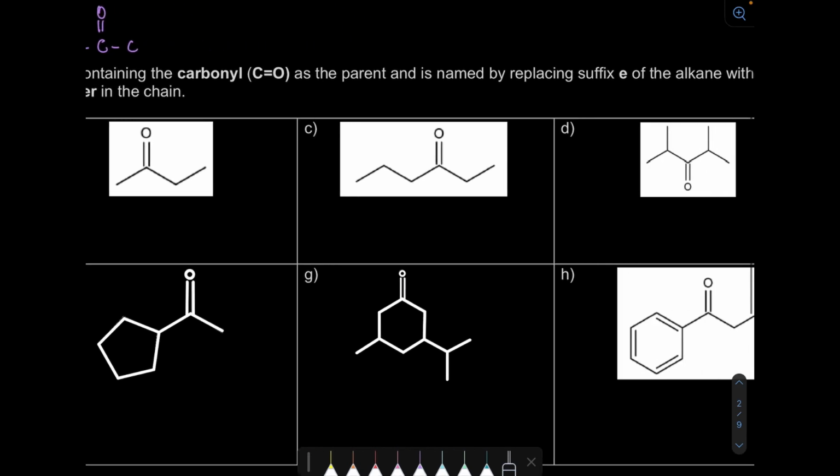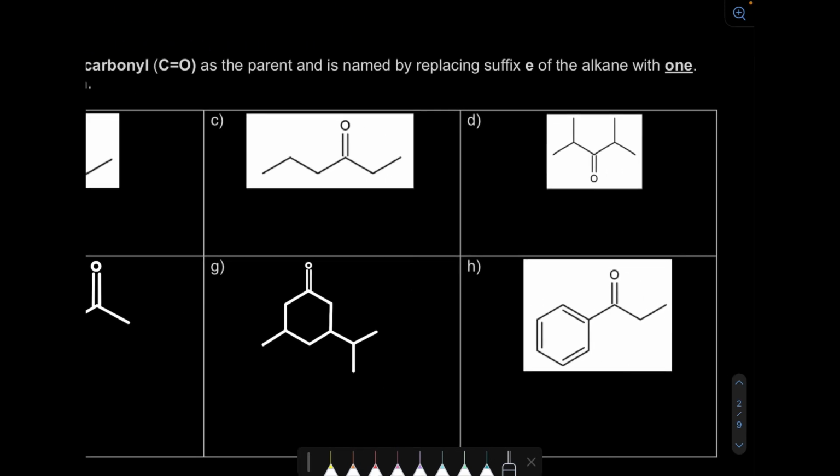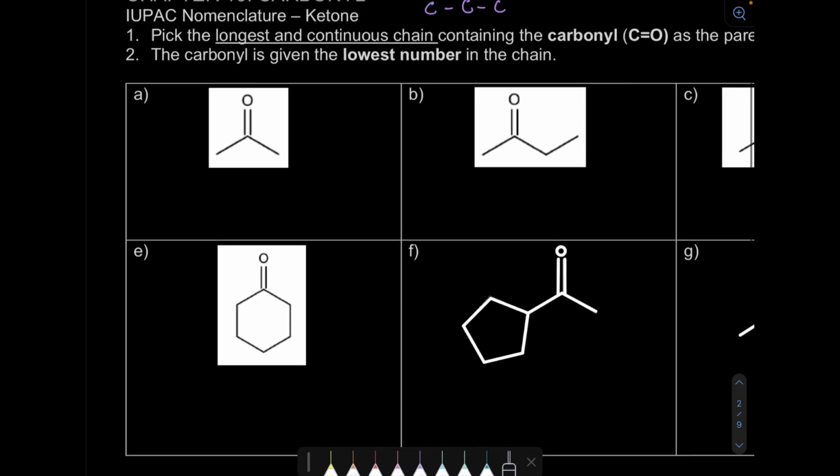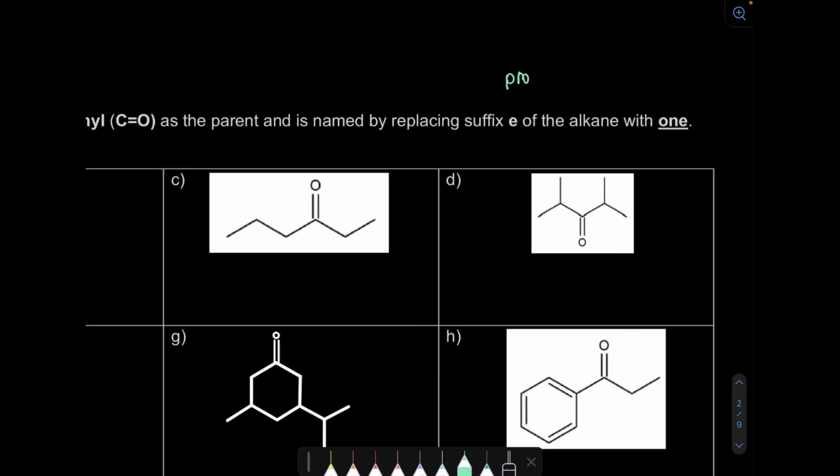Okay, but how do we write the name? We are going to replace the corresponding E of your alkane with O and E. So for example, we have propane, it will become propanone. Butane, butanone. Like that. Okay, so let's look at example A. So here is our propanone.